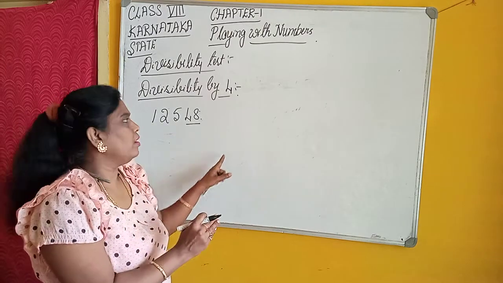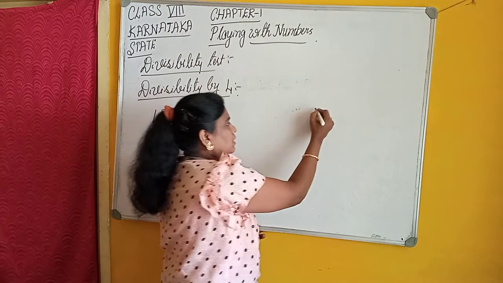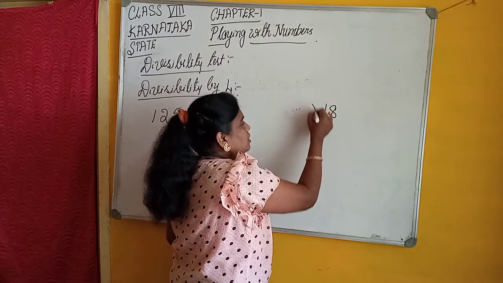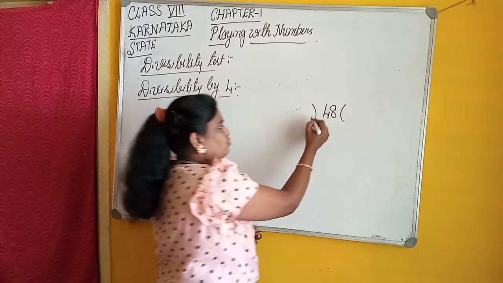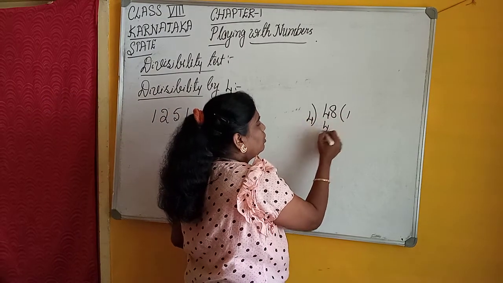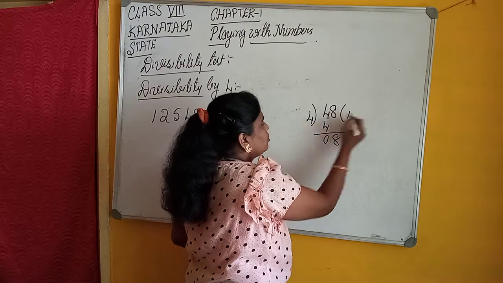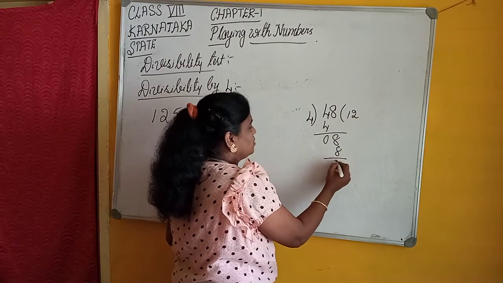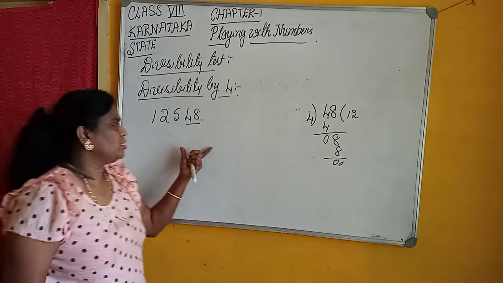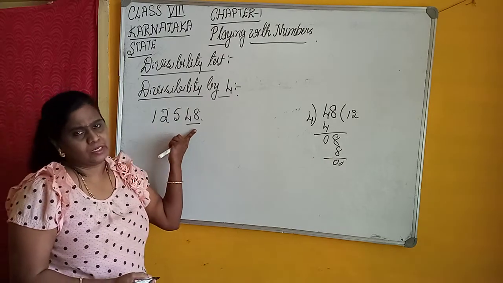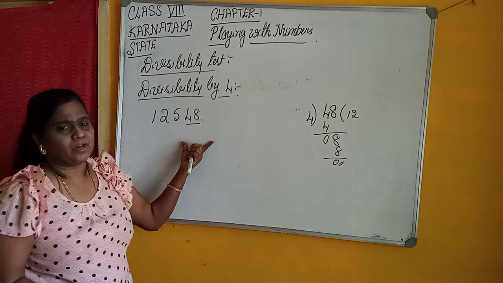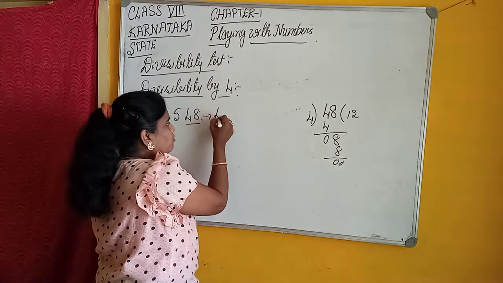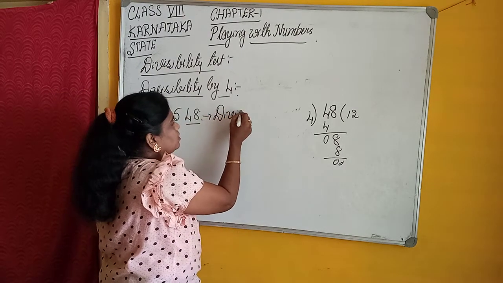Divide this number by 4. Let us check. Is this number divisible by 4 or not? 4 ones are 4, 0, 8, 4 twos are 8. Yes. If the number formed by the last 2 digits is divisible by 4, then the given number is divisible by 4. Understood, students?